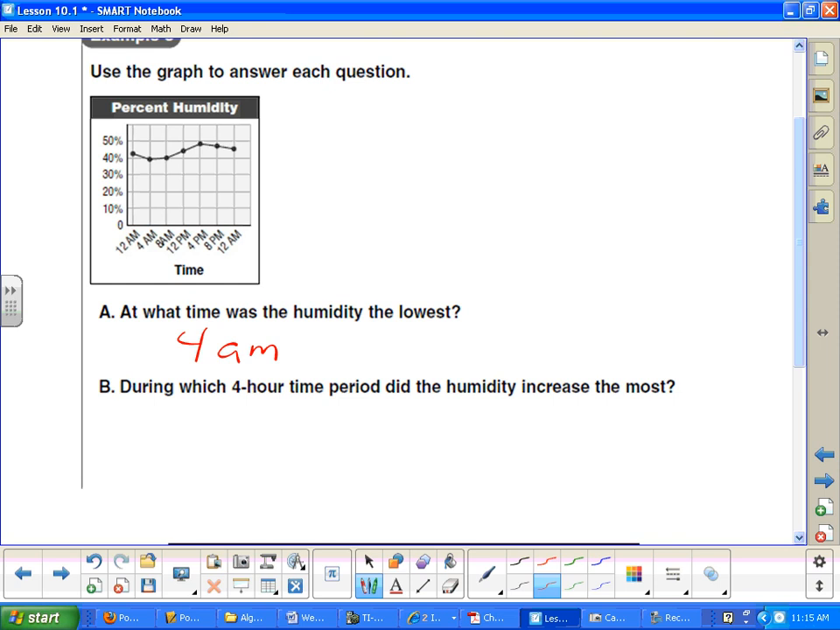Okay. And during which 4-hour time period did the humidity increase the most? Which one did it increase the most? Charlotte, can you tell? Okay. And why do you think it would be 12 p.m. to 4 p.m.? Okay, it goes up the most, all right?